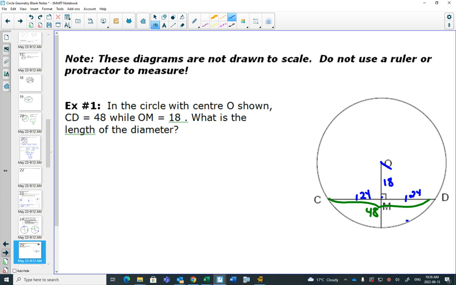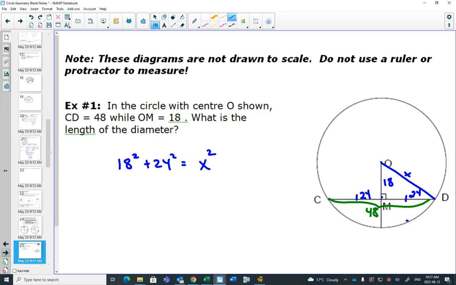O to D makes a right angled triangle. And then we can put a little x here. And 18 squared plus 24 squared equals, oh, mental math, x squared. Anybody do this in their head? Come on. 18 squared, how much? You don't even need to know 18 squared.